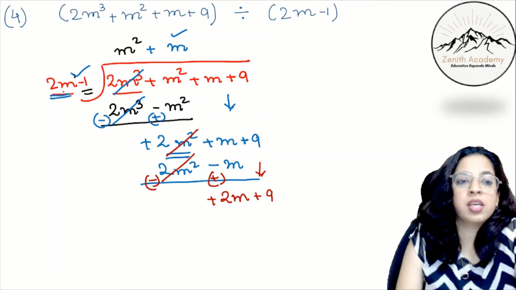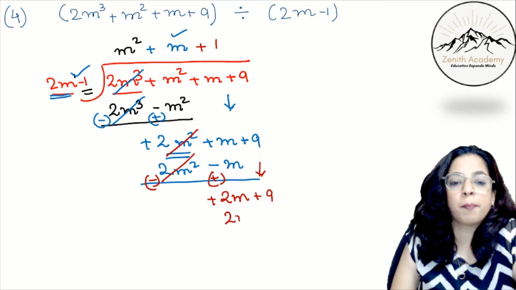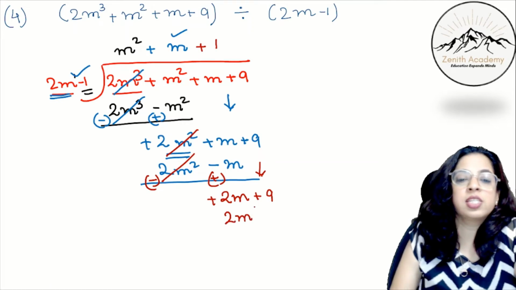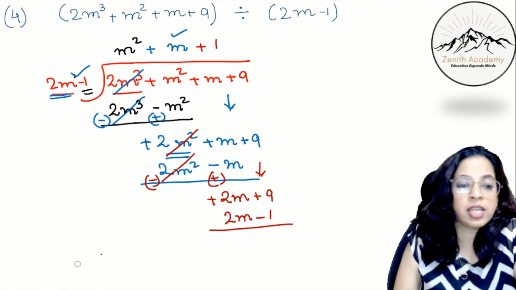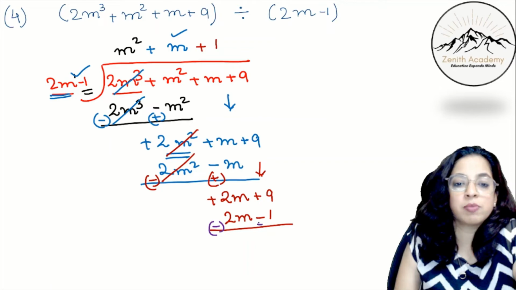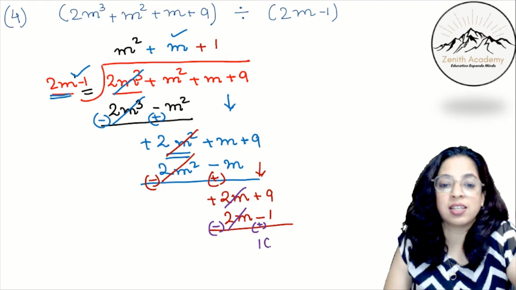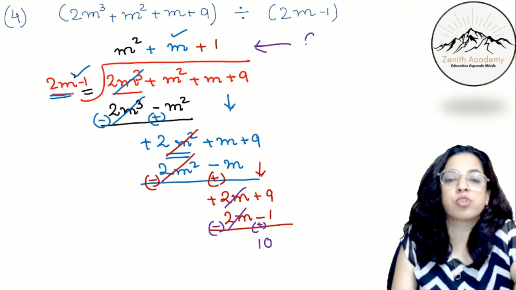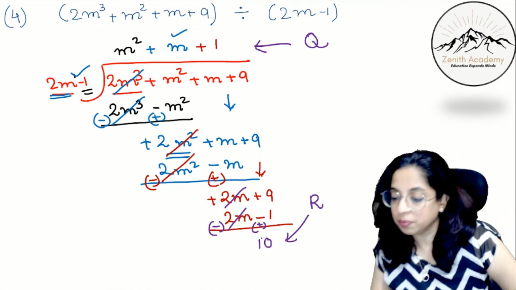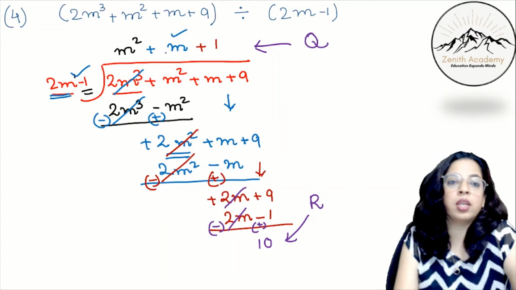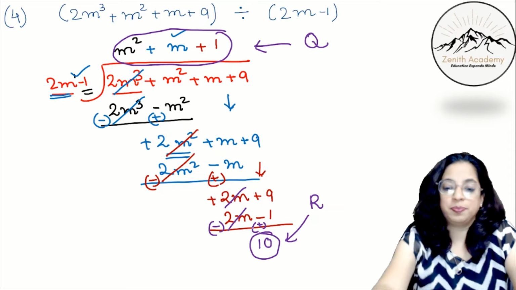Right? Now 2m is here, here is also 2m. So I will multiply with 1. So 2m into 1 is 2m. Now minus 1 into 1 is minus 1. Now since we are subtracting, the signs have to change. This becomes minus, this becomes plus. So plus 2m minus 2m gets cancelled. 9 plus 1 is 10. So this is our quotient and 10 is your remainder. Clear? Got it? m square plus m plus 1 is your quotient and 10 is your remainder.